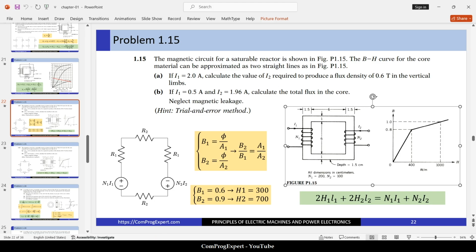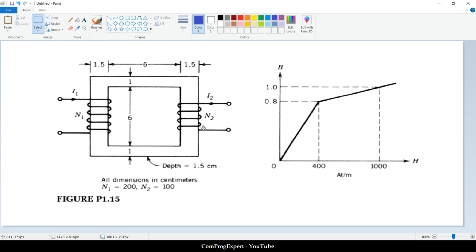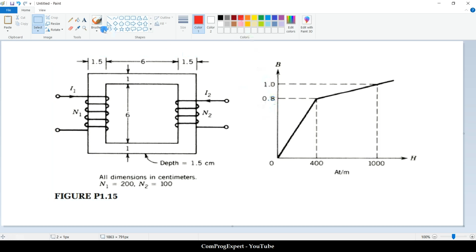So let me copy this. Here is the structure and we have this BH curve for the core material. As you can see, when the value of H is equal to 400, the value of B is 0.8 Tesla. And when the value of H is equal to 1000, the value of B is 1 Tesla. So this is the knee point, and this is the saturation zone. Before the knee point, the value of the permeability is high, but in this zone we have a reduction in the value of the magnetic permeability.